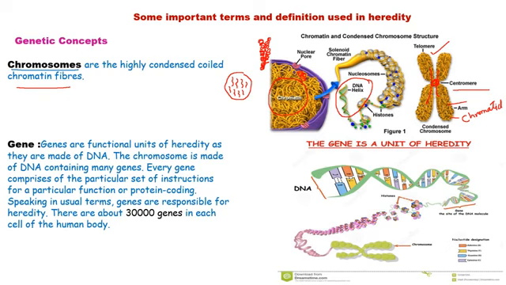Now what about the gene? Genes are the functional unit of heredity, as they are made up of DNA. If you can see, this is a DNA string, and here you can see a gene. It is a part of a DNA. A gene is a part of a DNA, but this gene is responsible for a certain trait, for a certain characteristic.